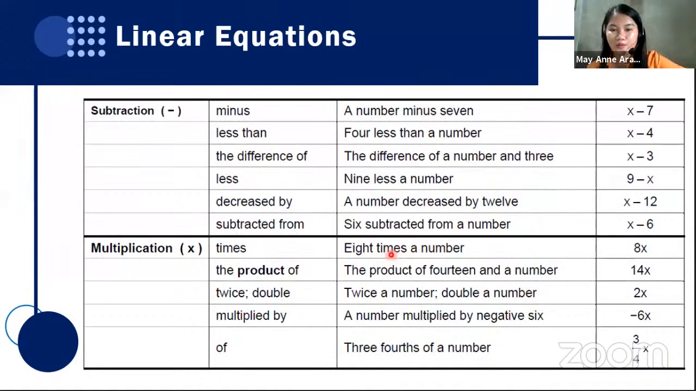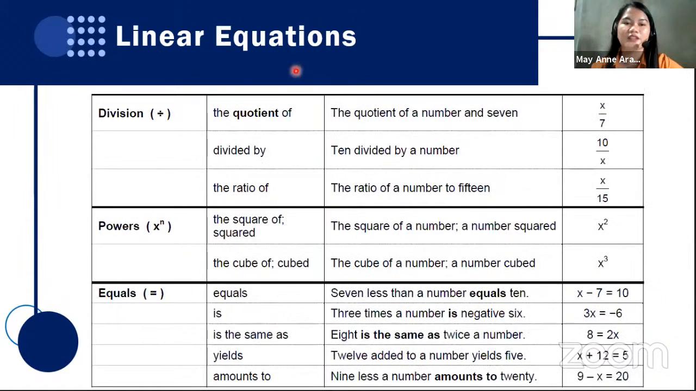For example, we have 8 times a number, so that is 8x. The product of 14 and a number, 14x. Twice a number or double a number, so twice x, so 2 times x. A number multiplied by negative 6, that is negative 6x, and 3/4 of a number, so 3/4 times x. Laging pag-of yun, multiplication din ang in-indicate nun. Okay, next, we have the division.